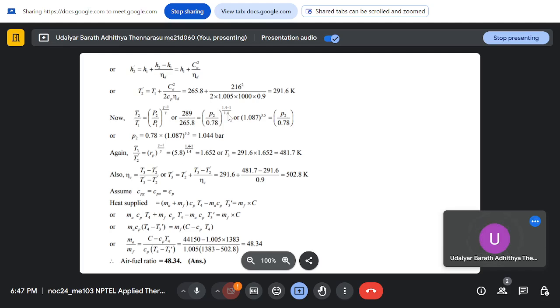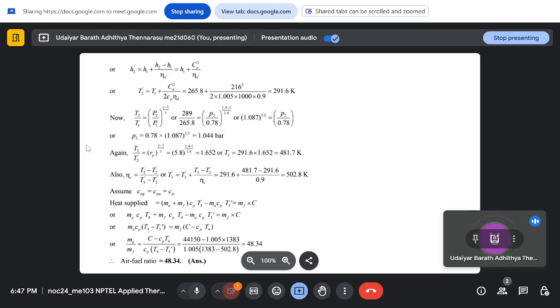So this comes out to be 1.087 raised to power 3.5, that is 1.4 divided by 0.4 is 3.5, equals P2 by 0.78. So P2 is 1.044 bar. Because of the ram effect, your pressure is increased from 0.78 bar to 1.044 bar, and your temperature is increased from 265.8 to 291.6 Kelvin. So pressure we got from the isentropic process, and the temperature, doing an energy balance and then using an efficiency formula, we have found out.